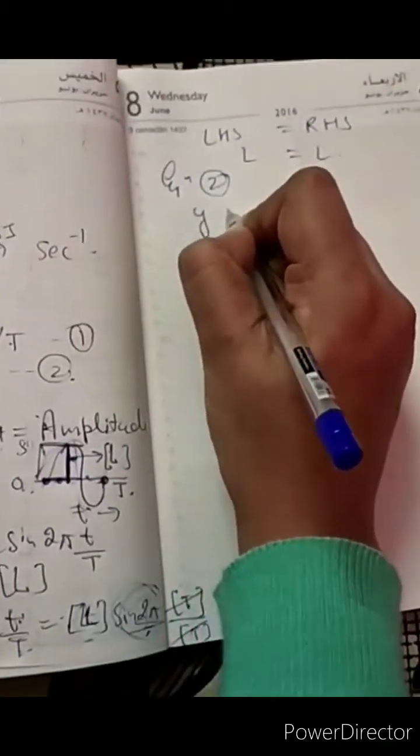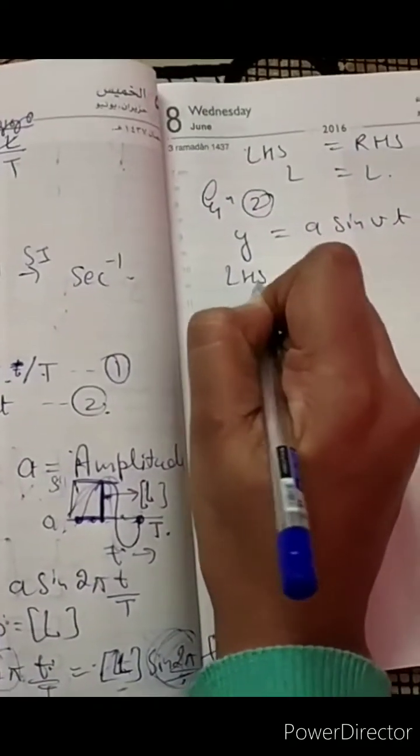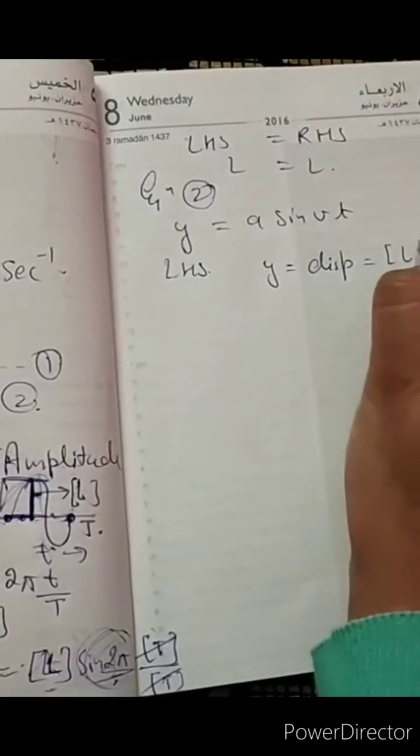Let's talk about equation second. Equation second is y is equals to A sine Vt. Again, if you write it, y is again displacement, which has dimensions of L.